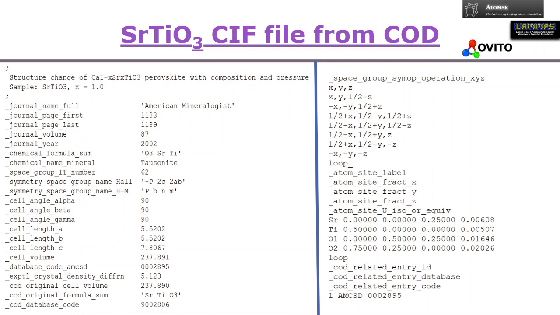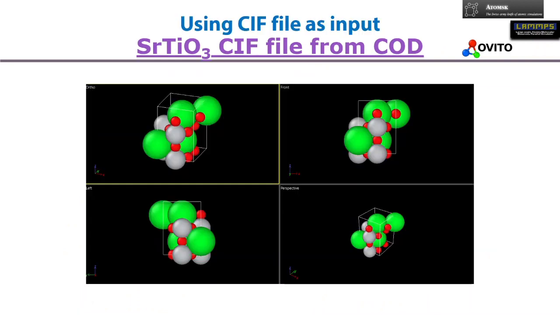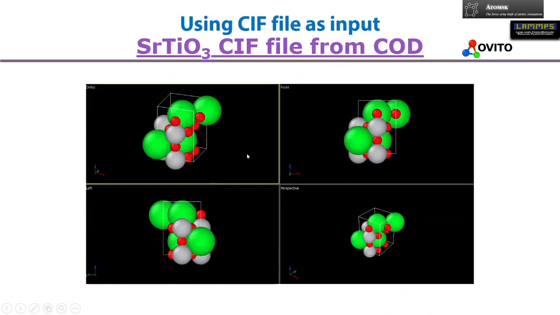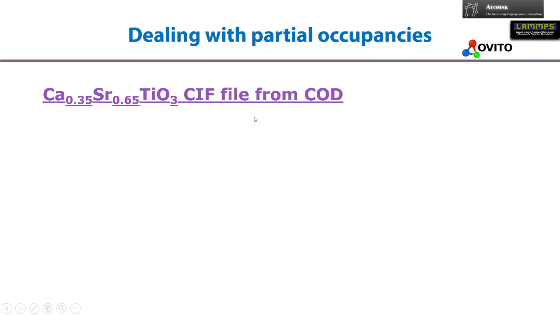Okay, so now you have a basic idea of what CIF files mean. So you can take a CIF file as input. You can easily download this SrTiO3 CIF file from COD, or you can use its number, which is 9002806.cif. Okay, so after downloading it and converting into CFG, you can visualize it with the help of Ovito.